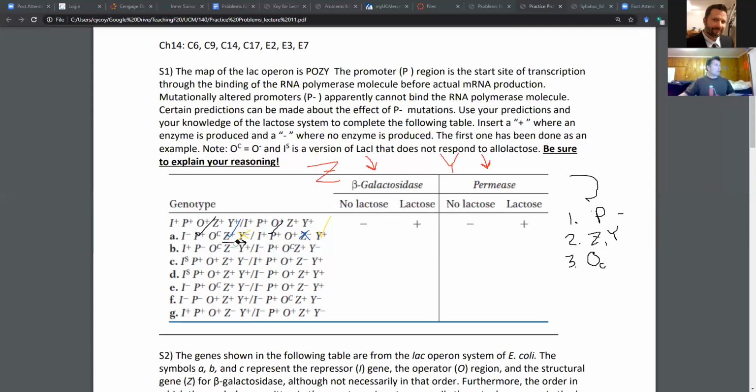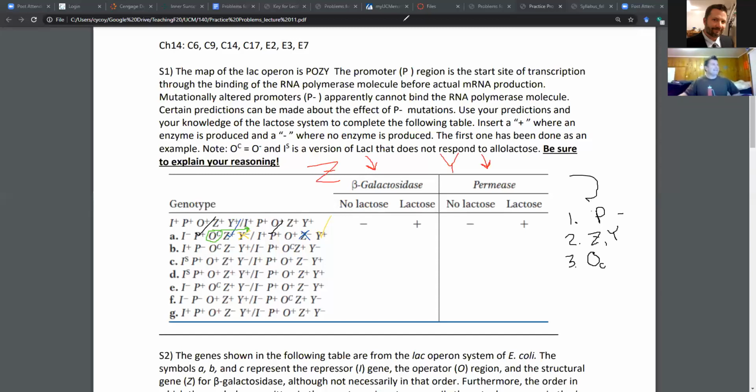Okay, so now let's go back up here to A. And what do we have? We have a constitutive operator. So what is that going to mean? That's going to mean it's going to drive expression of this side, stopping at the slash, on nonstop. It doesn't matter what's going on, with or without lactose.